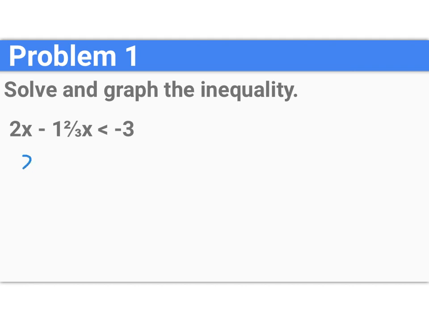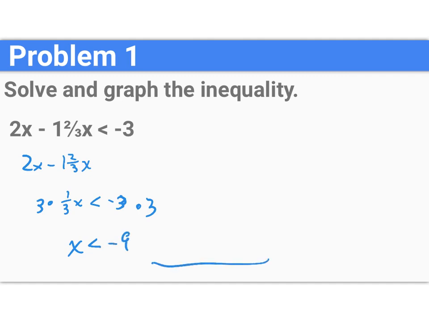Okay, so here we go. 2x minus 1 2/3 x. I don't even have to change this out. This is going to be 1/3 x is less than negative 3. And multiply by 3. x is less than negative 9. Put the 0 for reference. Negative 9. Everything goes to the left. So every number smaller than negative 9.